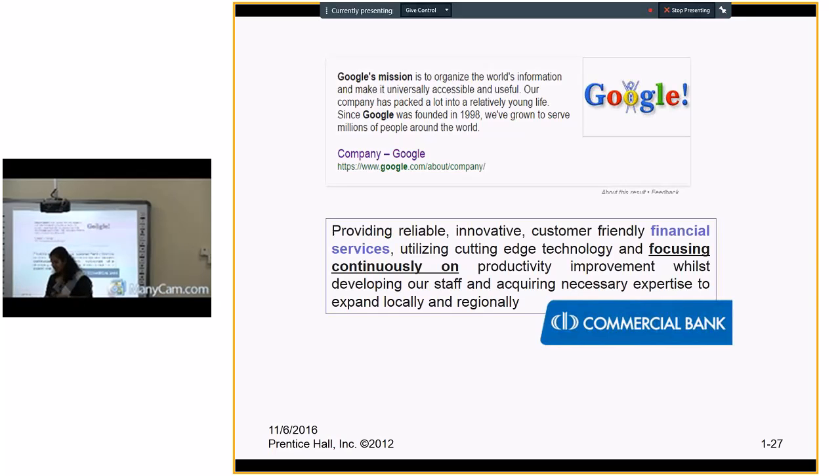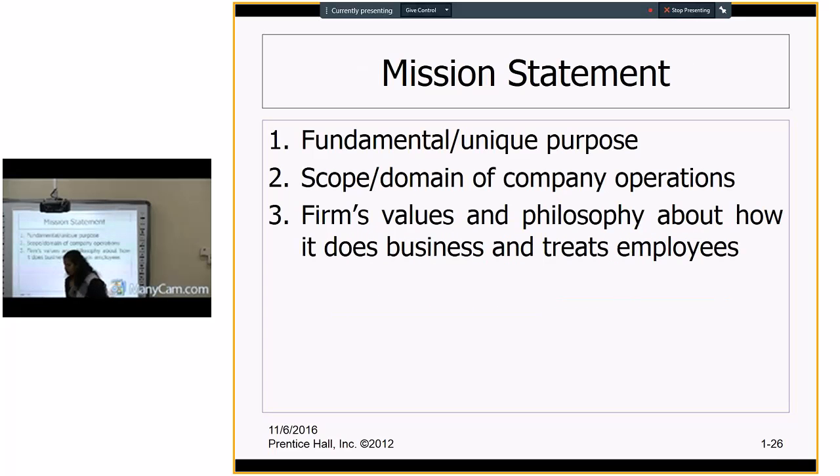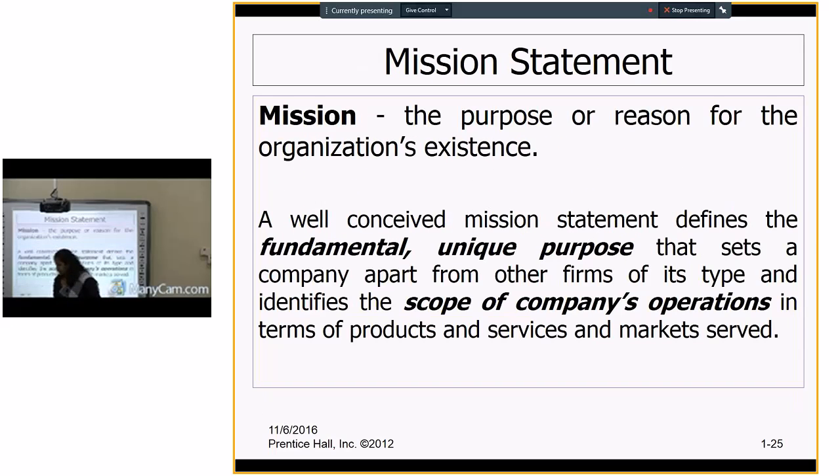Shall we move to the commercial bank? Providing reliable, innovative, customer-friendly financial services. Have they highlighted the scope? Yes, we can say so, because they have mentioned financial services. Then utilizing cutting-edge technology and focusing continuously on productivity improvement, developing our staff and acquiring necessary expertise to expand locally and regionally. What can you say? As with the previous one, a good mission statement has to highlight the scope of the company's operations, and also the markets they are serving.